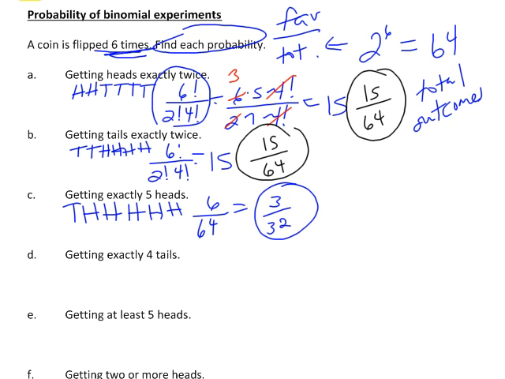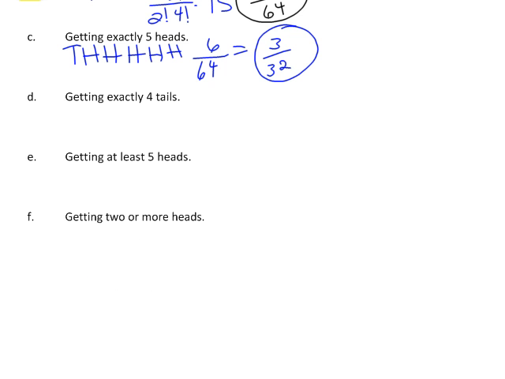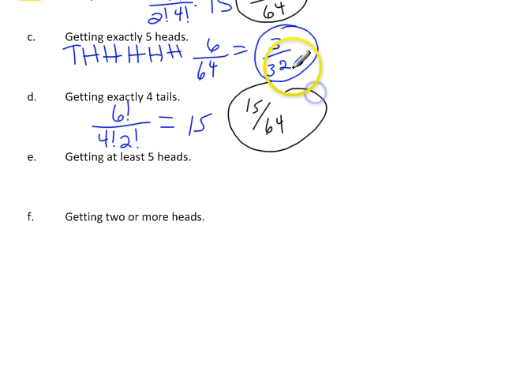Our next one says getting exactly 4 tails. So that's going to be 6 factorial over, you have 4 tails and 2 heads. That's the same as the ones above it, isn't it? 15. And so the probability that that happens is 15 out of 64.